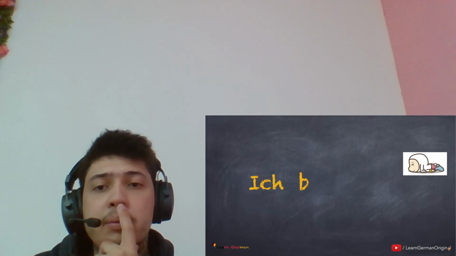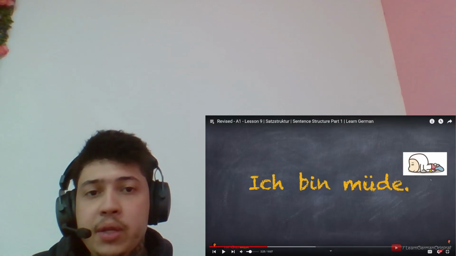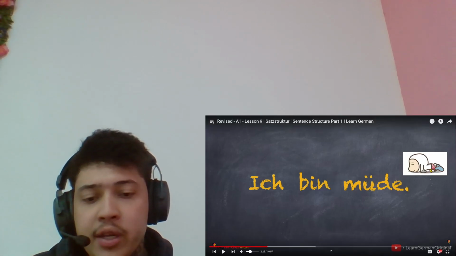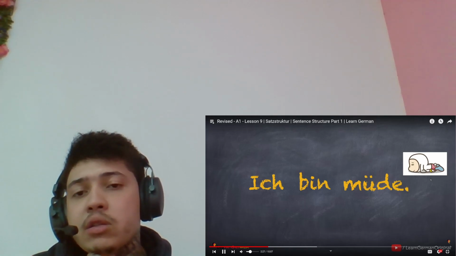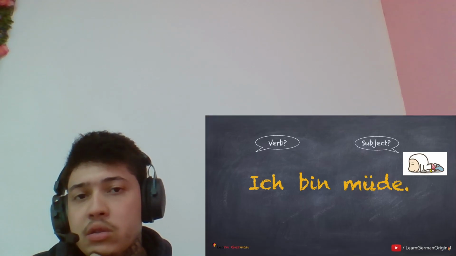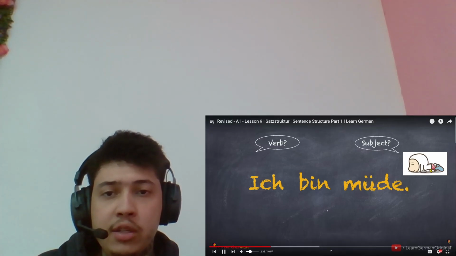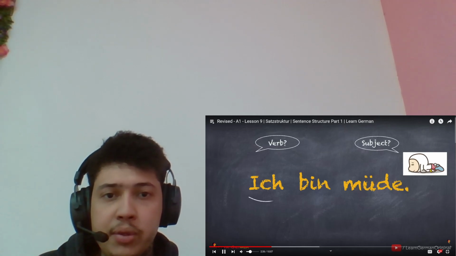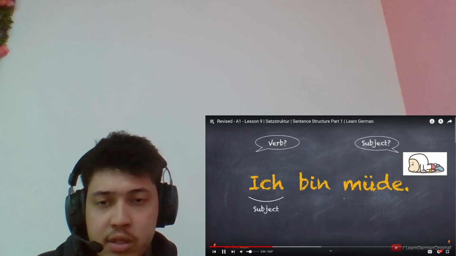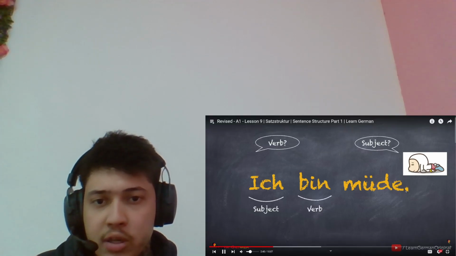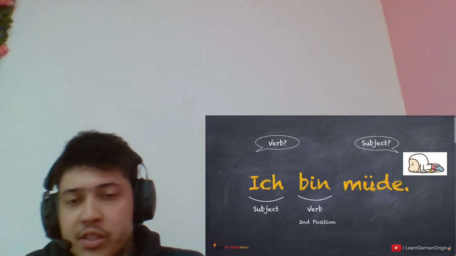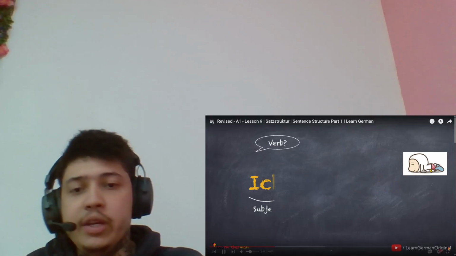Now it's your turn to analyze one sentence. Ich bin müde. So subject, verb, and then what do you think? Where is the verb? And what's the subject? This one's easy. Ich is the subject and bin is the verb, in the second position.